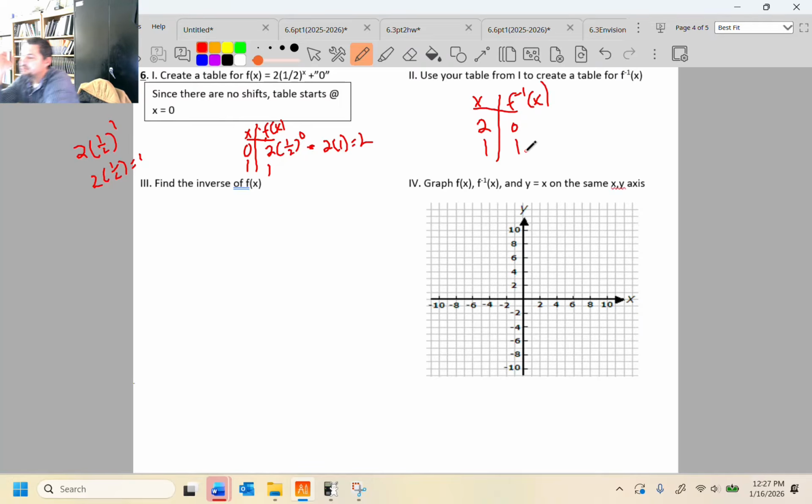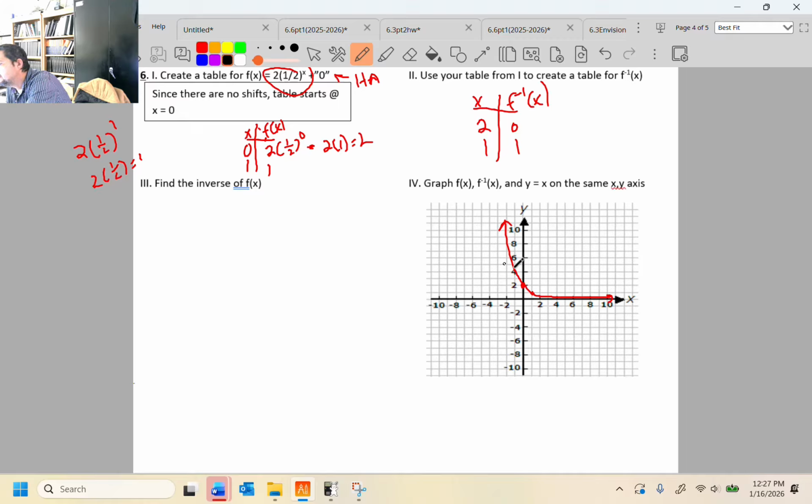Now, I was asked to graph both f of x and her inverse, and y equals x on the same axis. I'm just going to go ahead and do that real quick. The original function contained 0, 2, and it contained 1, 1. And if you look at it, it's exponential decay. It looks something like this. And this is its horizontal asymptote. It would flatline on the x-axis. It'd get really close to it, but it'd never touch it.